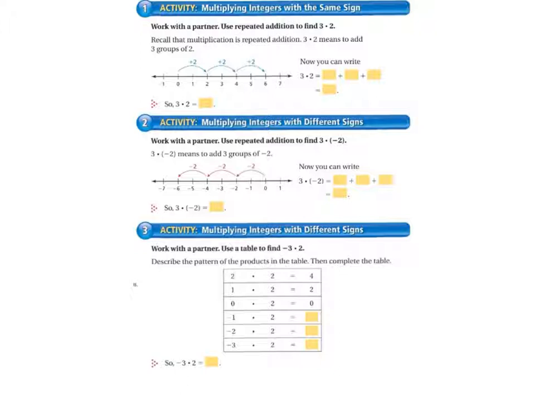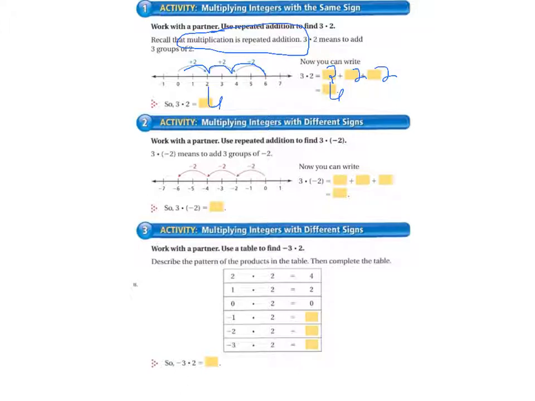And we're going to remember that multiplication is repeated addition. So that's something that we haven't really thought about for a while because you just know your multiplication tables. So 3 times 2 means to add 3 groups of 2. When you see it on a number line, it looks like this. You start at 0 and you add 2 three times. 1 time, 2 times, 3 times. So it's 2 plus 2 plus 2. And so 3 times 2 equals 2 plus 2 plus 2, which we all know equals 6. So 3 times 2 equals 6.